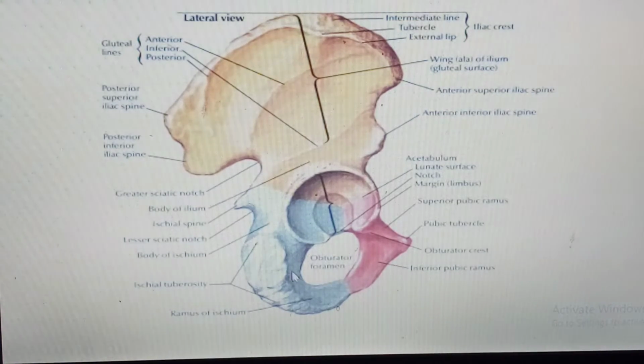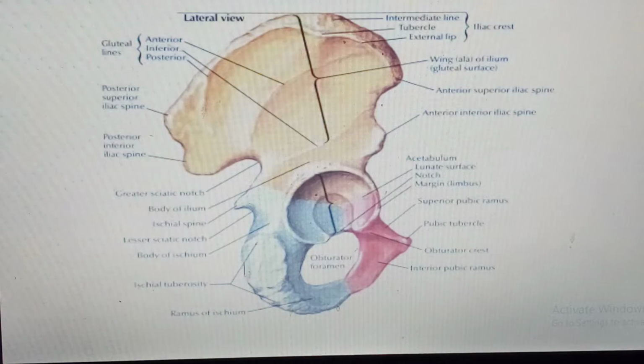Then we also have the other bone, and the other bone is the ischium. The ischium will present with the body. Then it will present with a single ramus. Now, the ramus of the ischium combines with the ramus of the pubis to form what we call the ischiopubic ramus. And that is what I told you will form one of the boundaries of what we call the pelvic outlet, being the posterolateral boundary of the pelvic outlet.